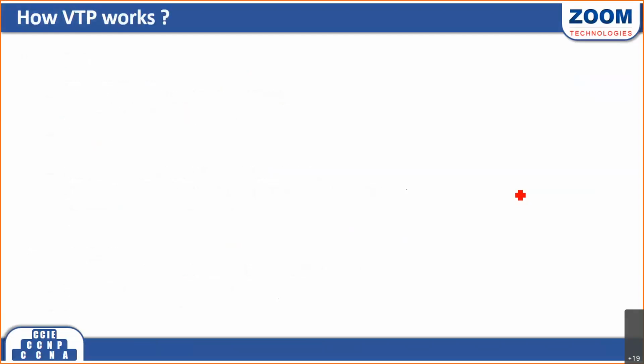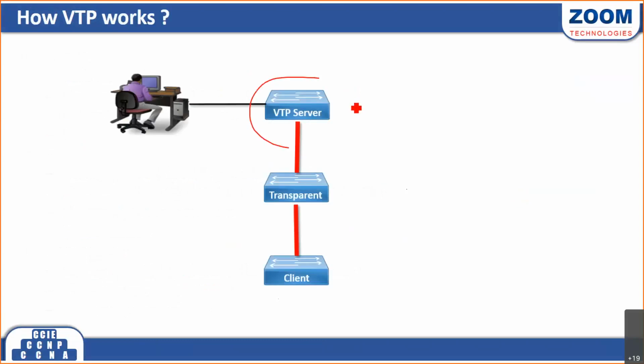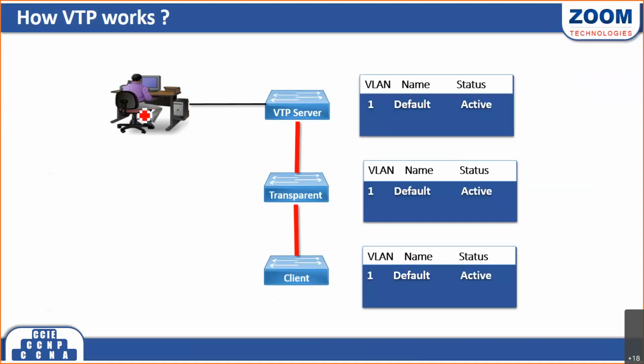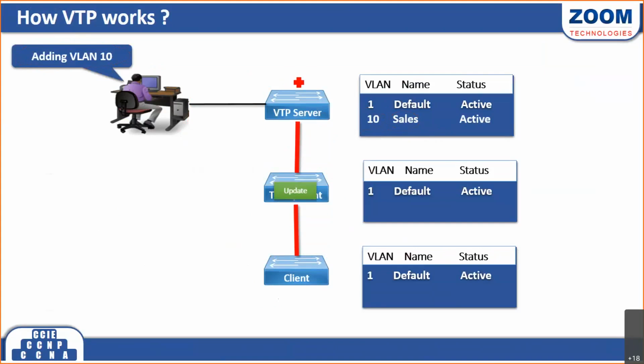So how VTP works: VTP server, transparent, client. Now the admin is connected to the server mode switch, and the admin is adding VLAN 10. He created VLAN 10, sales, in the server switch. What will the server switch do? Update to transparent. Does the transparent switch synchronize the VLANs or does it just forward the information? It just forwards, it does not synchronize. Update to client, that's it. The client will synchronize and again send to the next switch, like that.